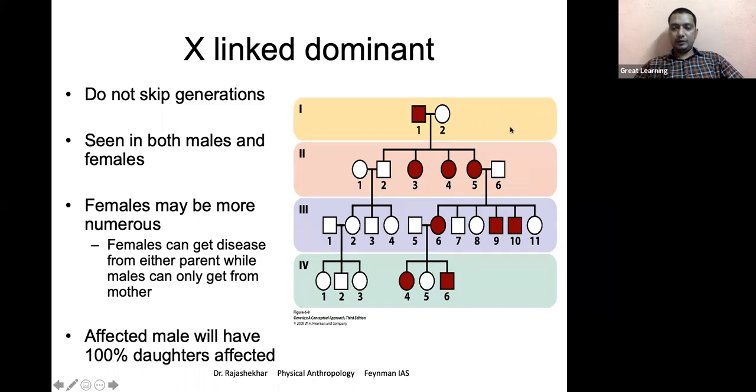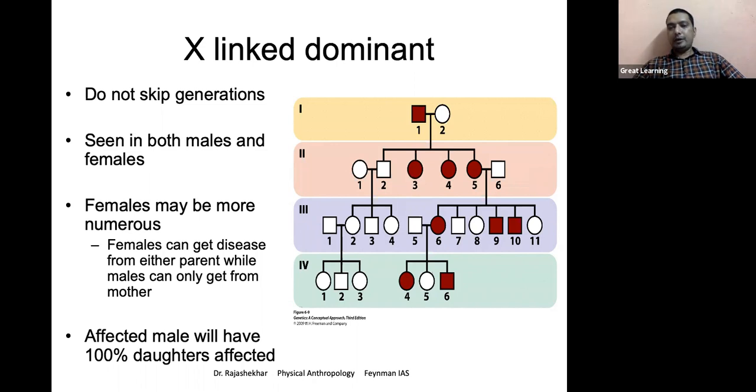All children have received it, and although they received a normal X chromosome from the mother, in heterozygous condition the dominant character gets expressed. So it doesn't matter whether mother gave the normal copy or not, because father gave the mutant version, all of them are in heterozygous condition for this mutation, and all of them show the problem. So affected males will have 100% of their daughters affected.